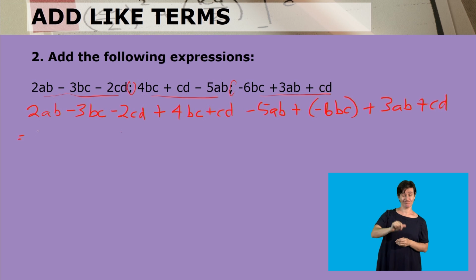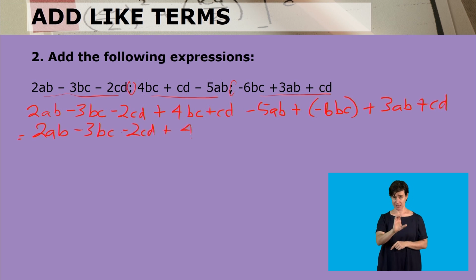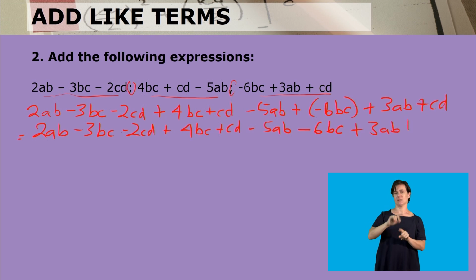Then the next step would be, we resolve that bracket, so it would be 2ab minus 3bc minus 2cd plus 4bc plus cd minus 5ab plus a negative number, so that would be negative 6bc plus 3ab plus cd. We look for like terms. I have ab and ab and ab.